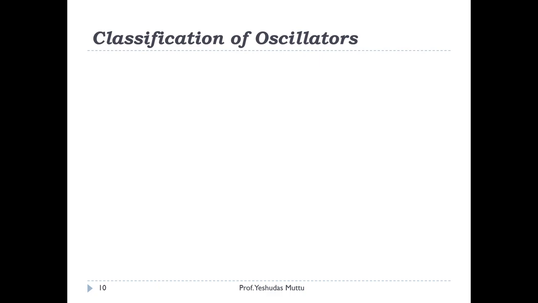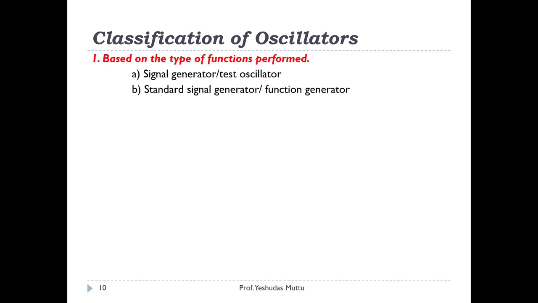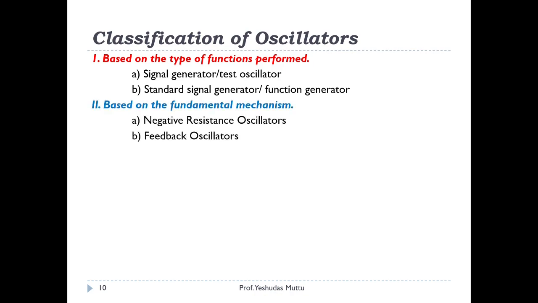Next is the classification of oscillators. Oscillators are classified into many categories. First, with respect to function, like we have in our lab: the function generator, signal generator, and there is something known as a standard signal generator also. Then, based on the fundamental mechanism, I have negative resistance oscillators and feedback oscillators. Feedback oscillators are the ones which are commonly used. Negative resistance oscillators make use of the principle of negative resistance.